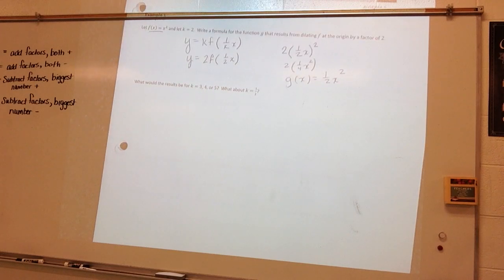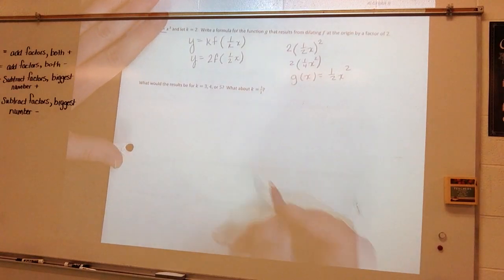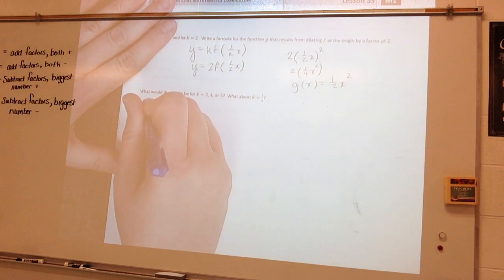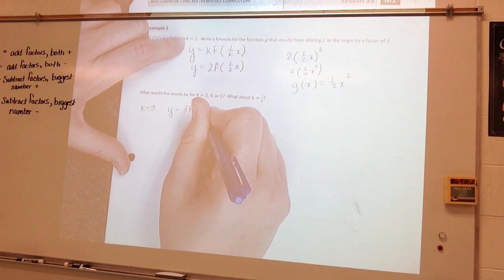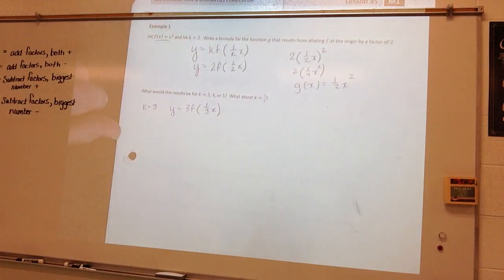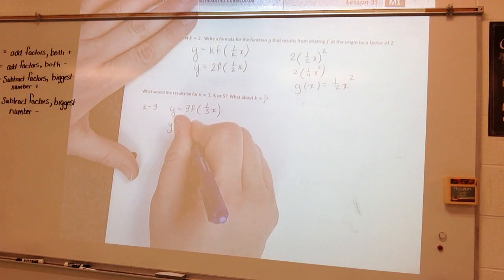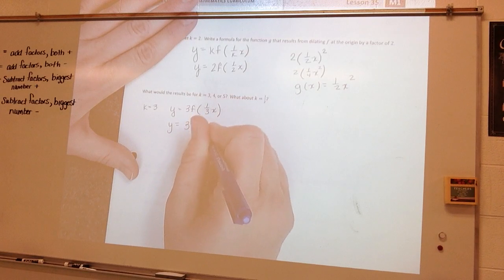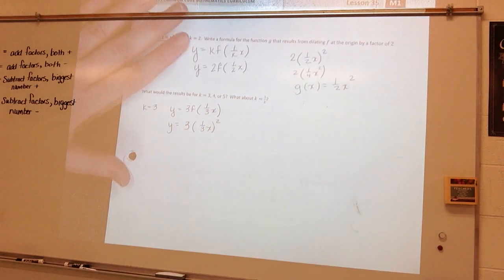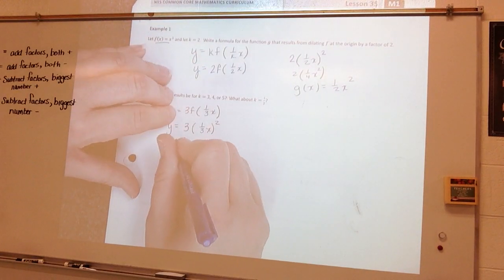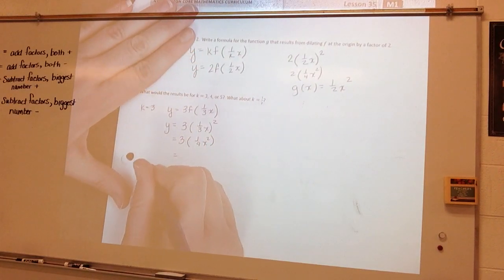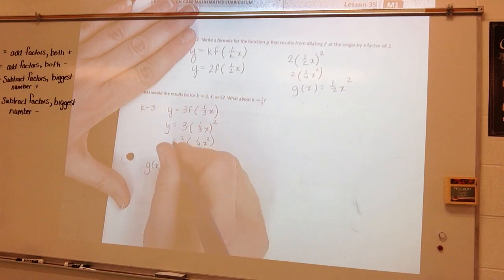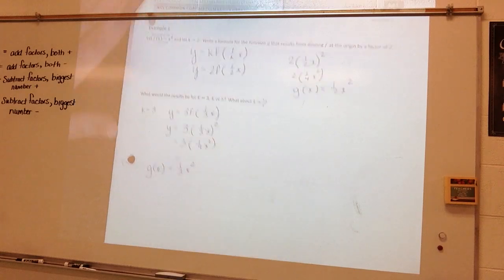What would the results be for k is 3, 4, or 5? And what about k is equal to 1/2? Well, let's look at if k is equal to 3. So I would get y is equal to 3 f of 1 over 3 x. Plug in x squared. Y is equal to 3 times 1/3 x squared. So that would be 3 times 1/9 x squared. So g of x would equal 1/3 x squared.